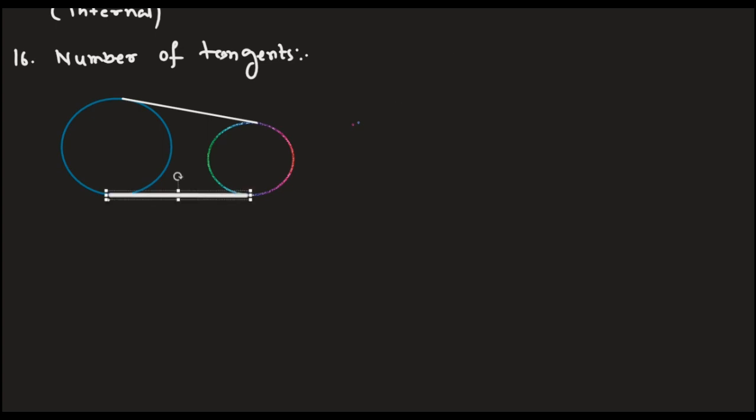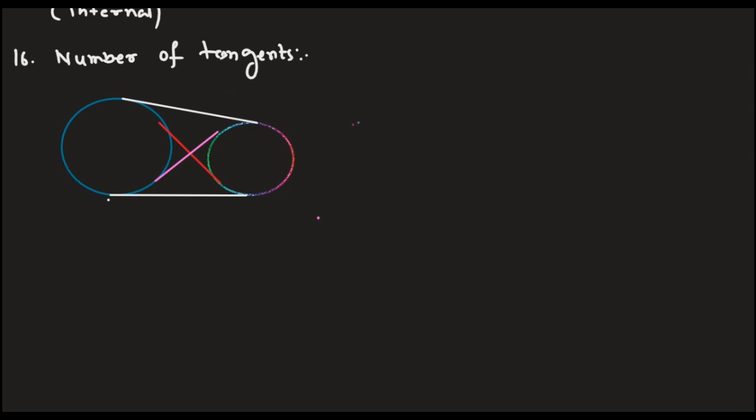Now coming to the transverse common tangent. From here you can also draw the transverse common tangent. One transverse common tangent is like this, and another transverse common tangent you can draw like this. Okay, you just try to understand what actually happened here. Okay, so now here also. Okay, is it clear to all?